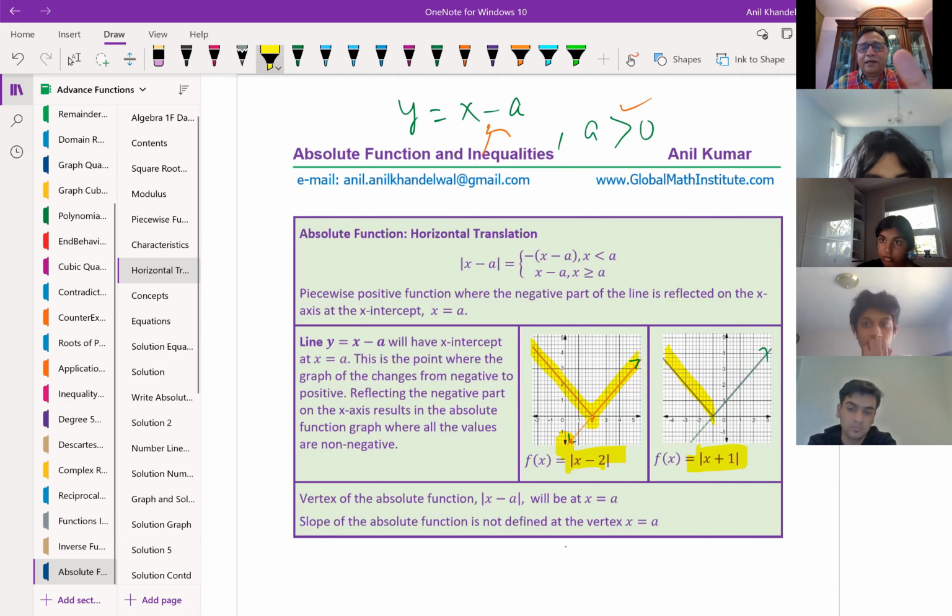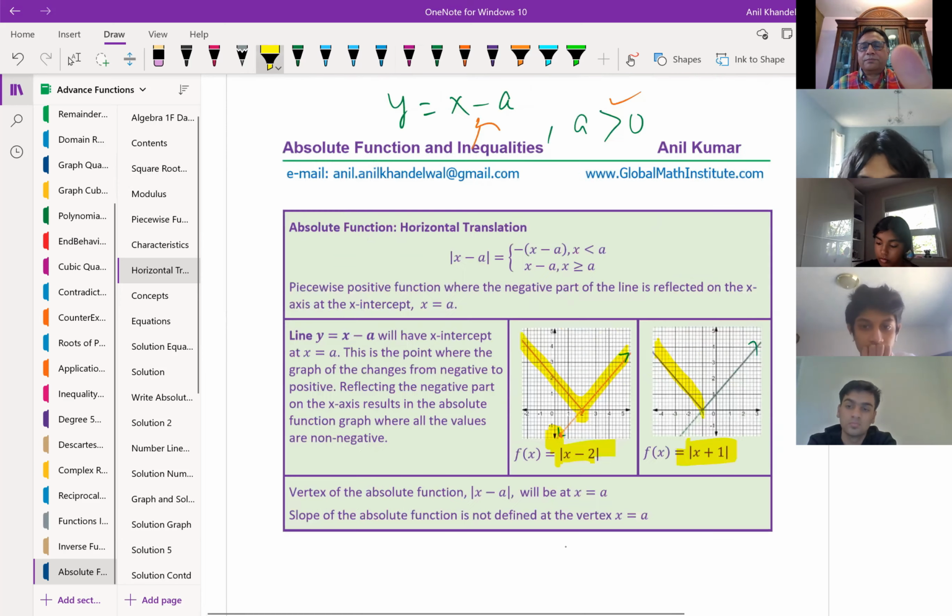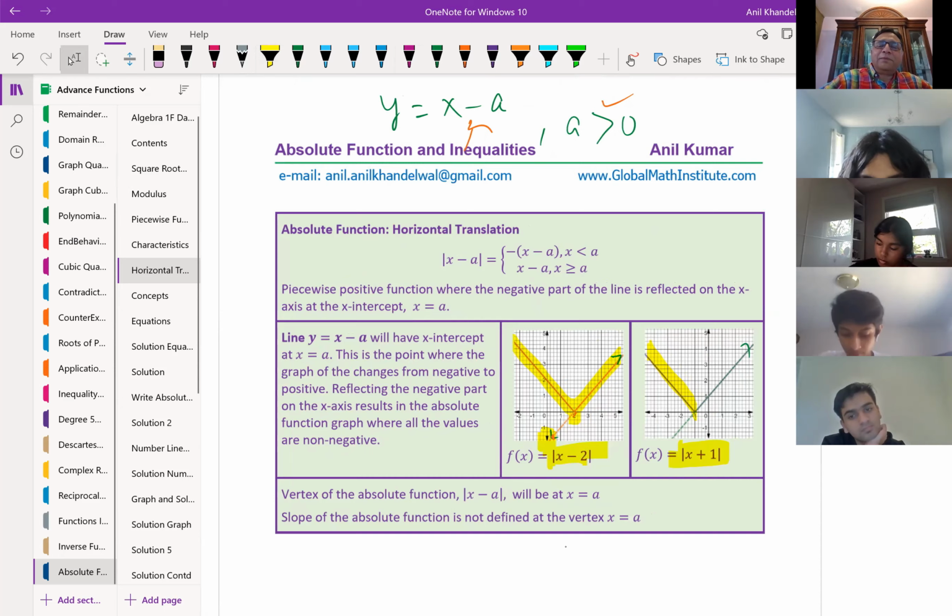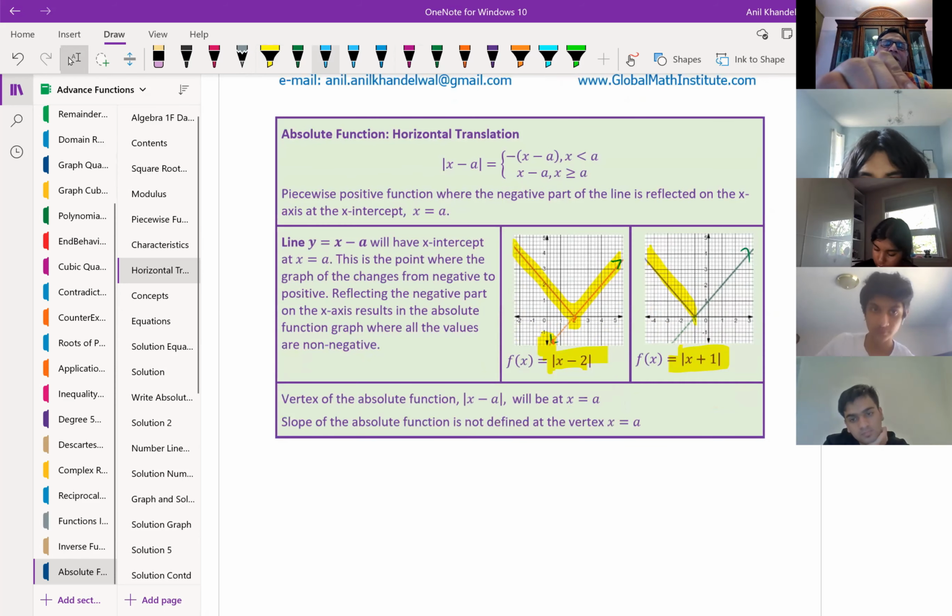Correct? I have a question. Yes, sure. How did the x minus 2 and then the next picture become x plus 1, or are those two different examples? Those are two different examples. I just wanted to take 2 examples to show you what happens when the a value is positive or negative. Correct? Okay. That was the whole idea.